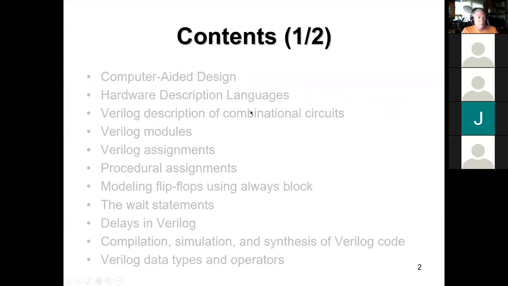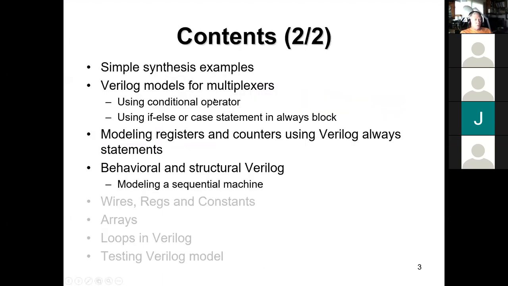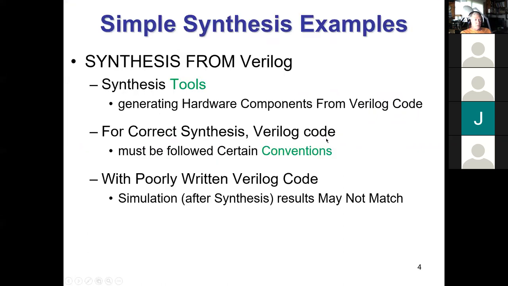Okay. So we got some more to do, so we get through this. We'll talk a little bit about synthesis. We'll come back and cover some more examples of synthesis. Of course, that's why we're doing the lab. The lab is really important because it lets you synthesize your code and actually put it on the board and see what happens. And that's super important because you can write all sorts of legal code that won't synthesize.